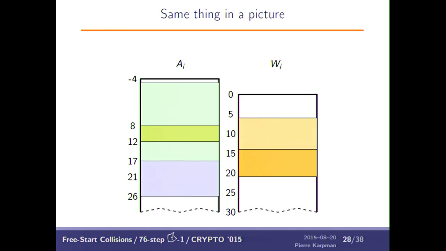So this is what happens in the picture. This is where we initialize the state in practice. This is what we compute with the message freedom. And then this is the offset we use for the message. So this whole window is the message freedom we get. But this darker shade of orange is where we actually have neutral bits in the words. And these neutral bits are going to act from step 18 to 26. So this is the whole part where we can sort of speed up things.